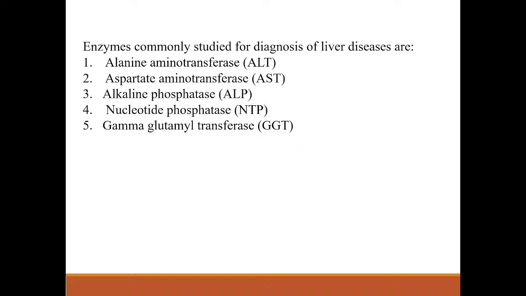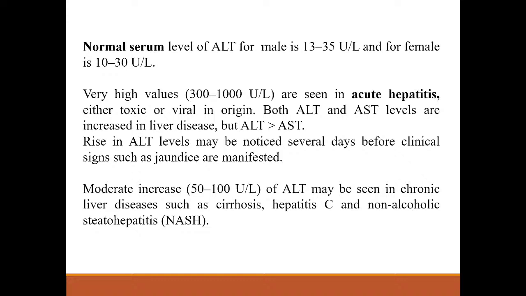So, with these you should know the normal levels. Normal levels will be given at the end of any chapter, you can see the normal levels, and you should see if there is an abnormality, what can be the condition, what is the state of the liver or the allied organs which it is related to. These are the things you should note down. So, the normal level of ALT for males is 13 to 35 units per liter, and for females is 10 to 30 units per liter. It varies according to males and females.